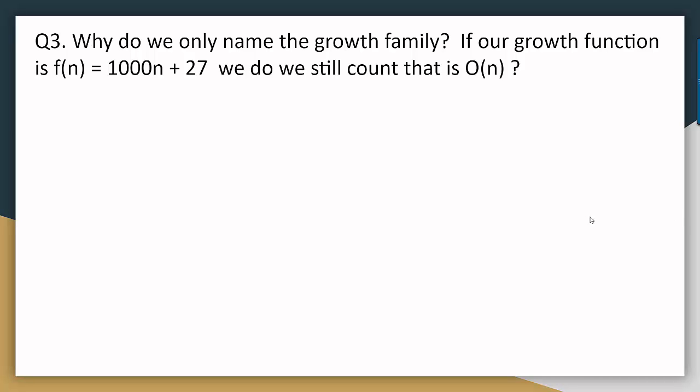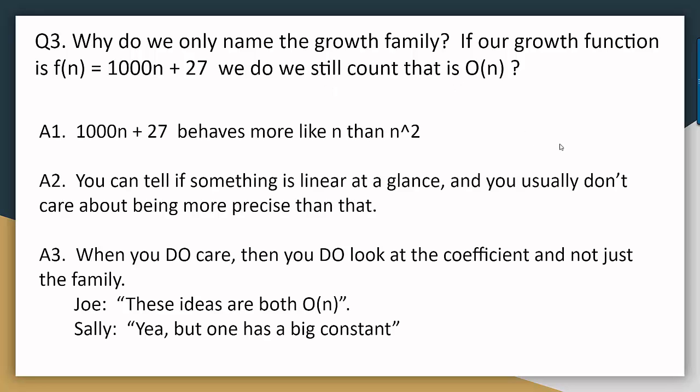So more specifically, you're asking, why do we only name the growth family? If our growth function is like 1000n plus 27, doesn't that 1000 matter? Why do we still count that as big O of n? So I've got kind of three answers. One is that 1000n plus 27 behaves more like n than it does like n squared.